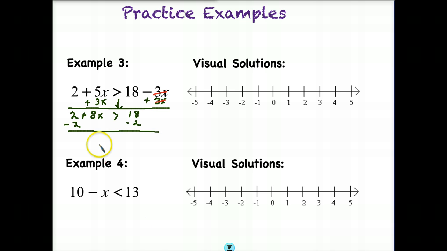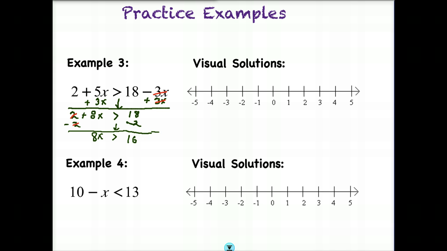Okay, so now we have a positive 2 minus 2. That becomes 0 on this side, and I'll be left with 8x. So 8x, carry the sign down, doesn't change. It's greater than negative 9. Oops, that's not a 9. It's greater than positive 16. All right, so 18 minus 2, just fix that, is positive 16.